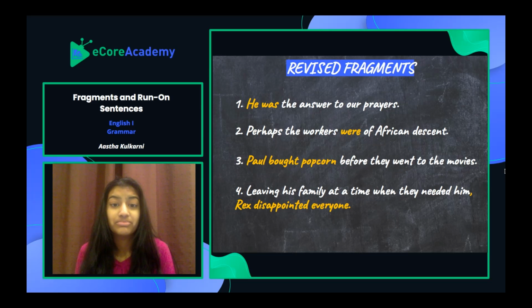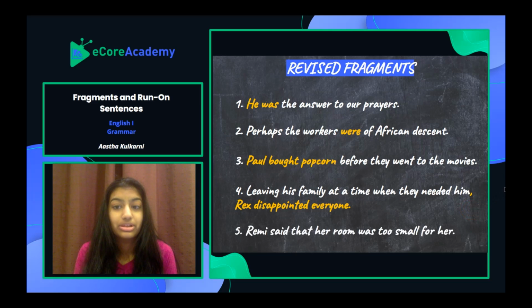But in this case, we do need a comma. So now the sentence is going to be, leaving his family at a time when they needed him, Rex disappointed everyone. Without it, Rex disappointed everyone is still a sentence, but when we're adding that previous fragment onto it, it just makes, as I said before, an even longer, more detailed, more cohesive sentence. Now let's take a look at our last example, number 5. As you can see, nothing is highlighted here.